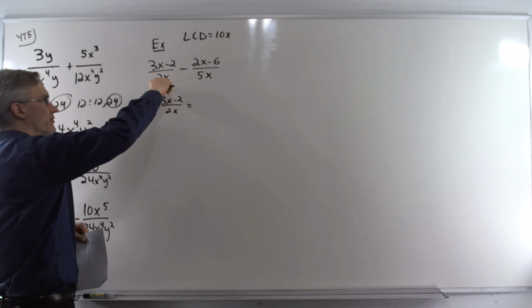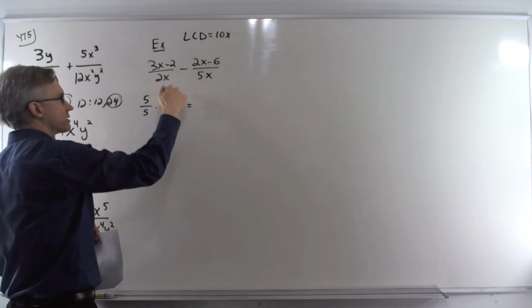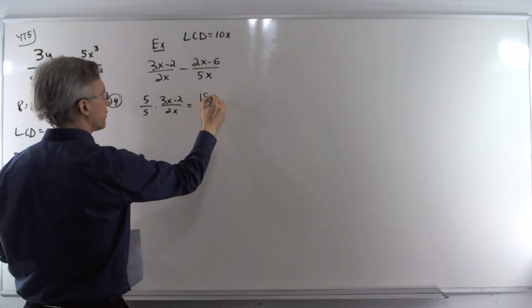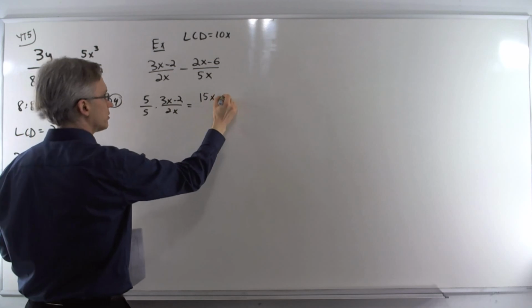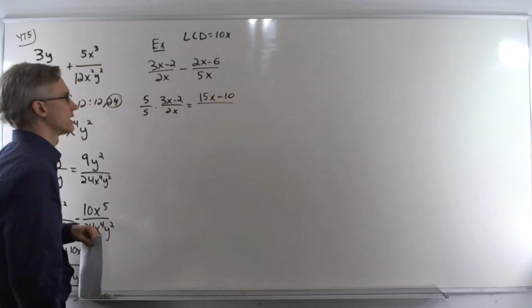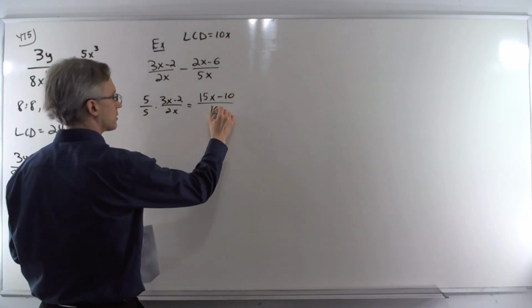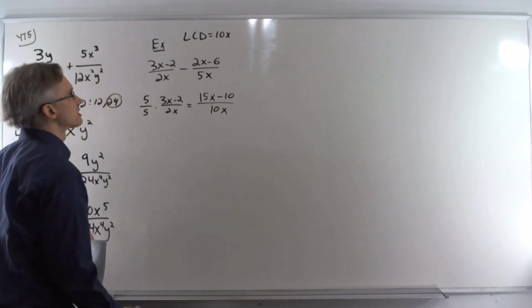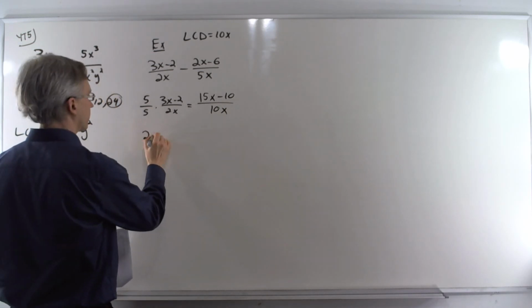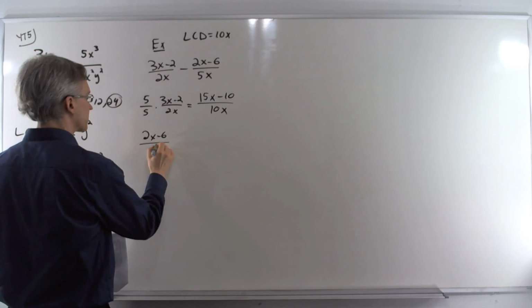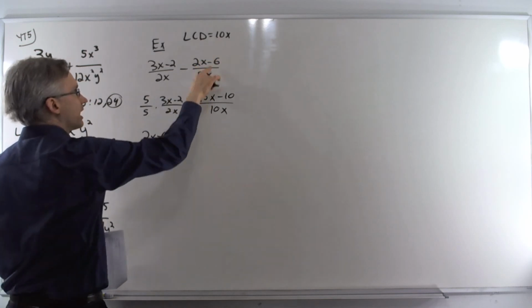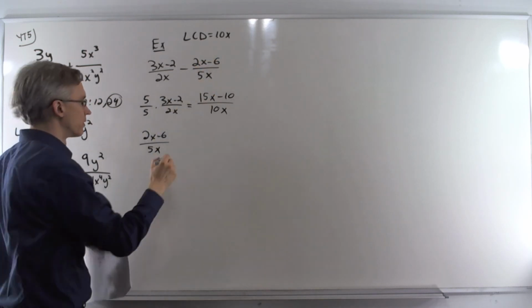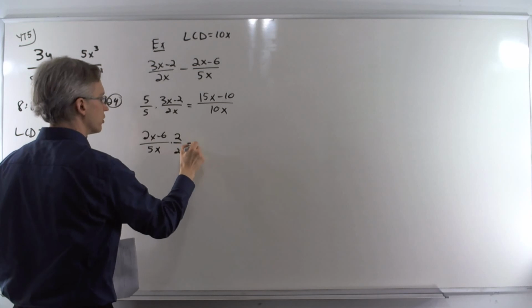Now we're going to distribute 5 into this binomial. 5 times 3 is 15, so that is 15x. 5 times 2 is 10, so 15x minus 10 over 10x. Second fraction, 2x minus 6 over 5x. To get 10x, we need to multiply 5x by 2. So we're going to multiply this one by 2 over 2.